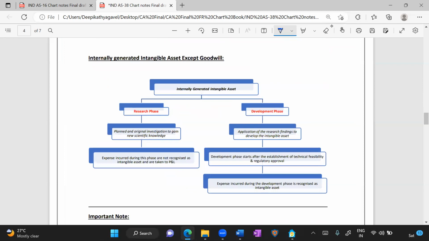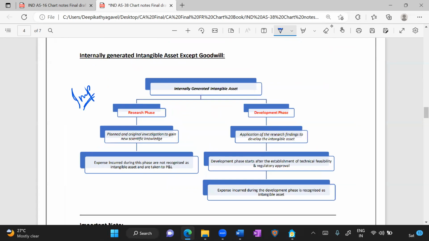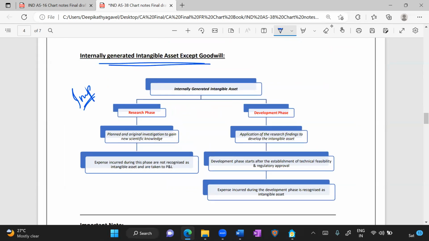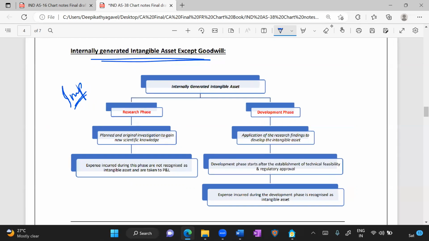Now, a very important concept in this chapter is this concept. So pay a little attention to this, which says internally generated intangible asset except goodwill. If you leave out goodwill, any other internally generated intangible asset will have 2 phases in developing that particular asset. The first will be the research phase. First will be what? The research phase. In the research phase, what will you do?